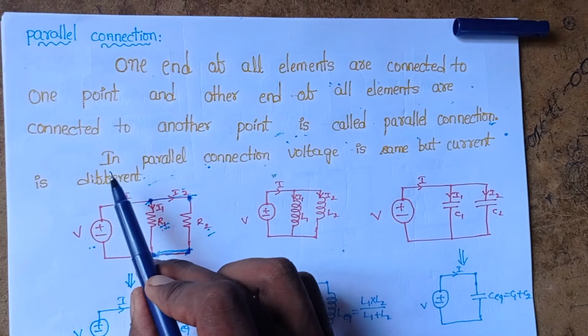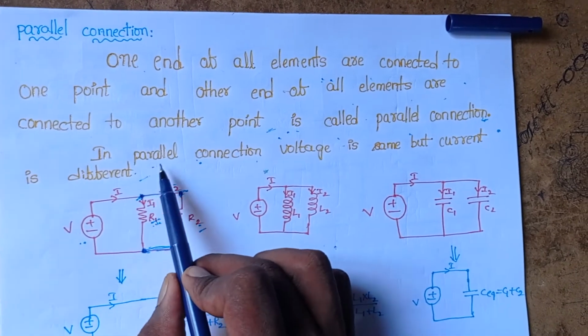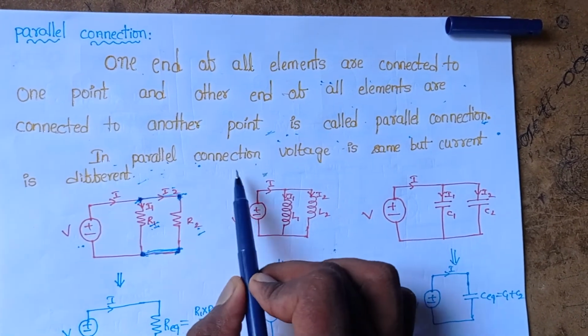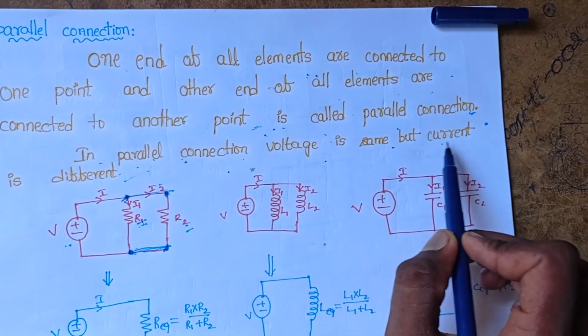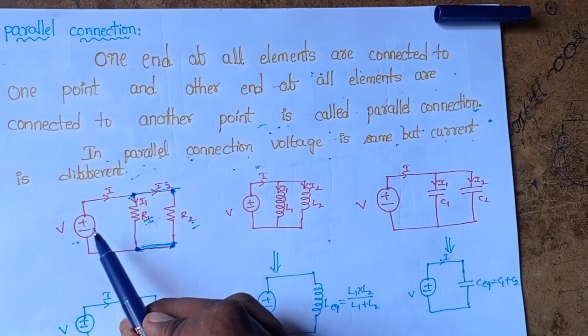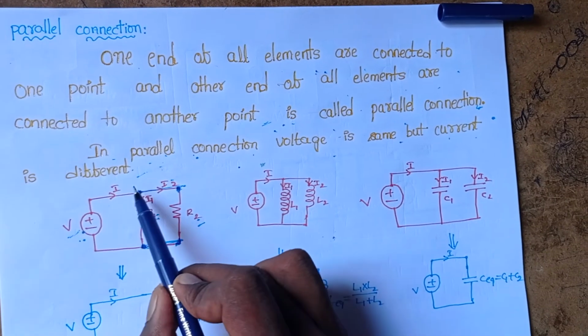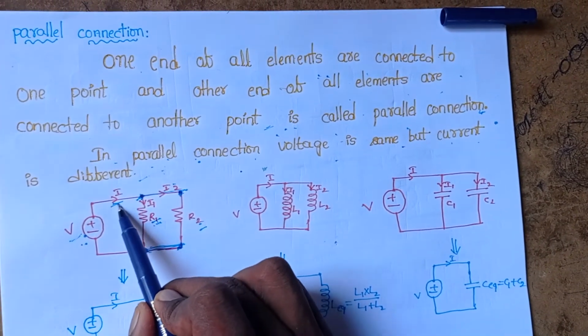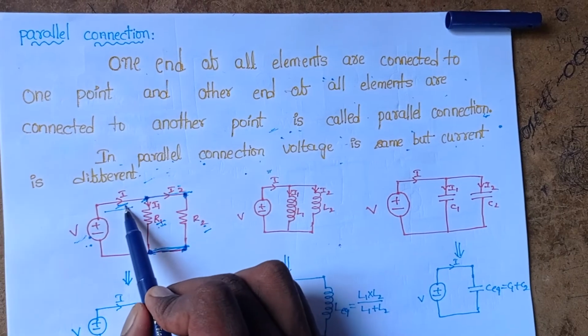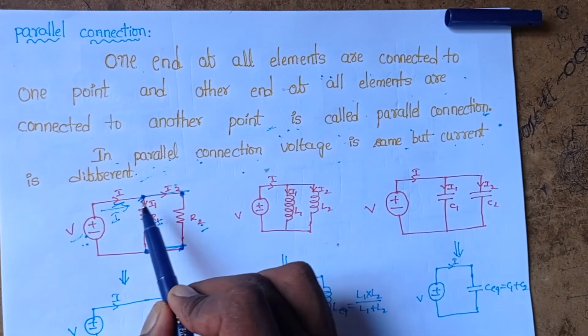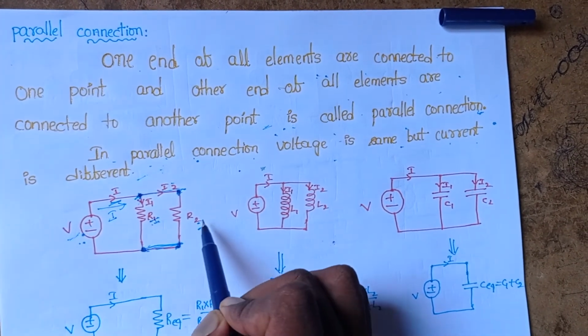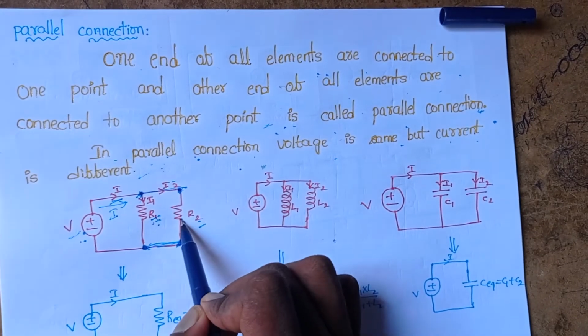According to parallel connection, voltage is the same but current is different. Here I apply a voltage source V. Due to this voltage source, the current produced in the circuit is I. In this branch the current is I. Here a parallel connection of R1 and R2 is there.